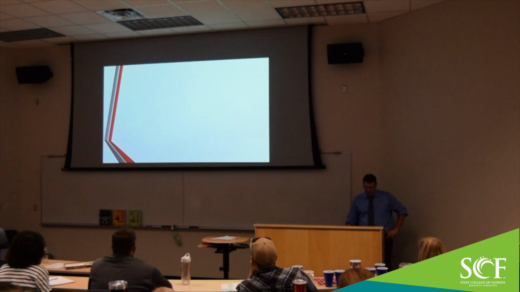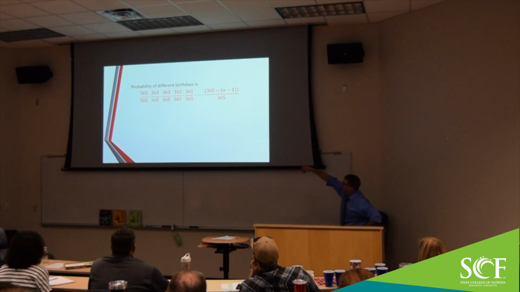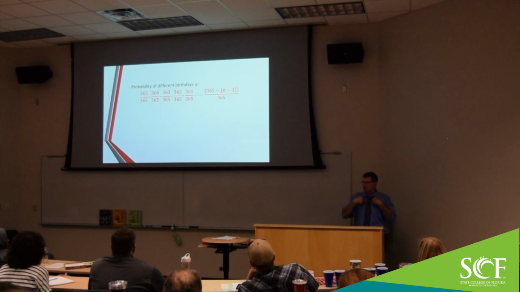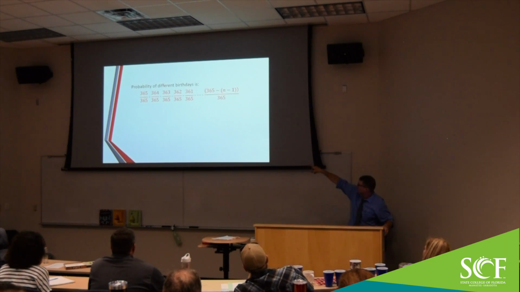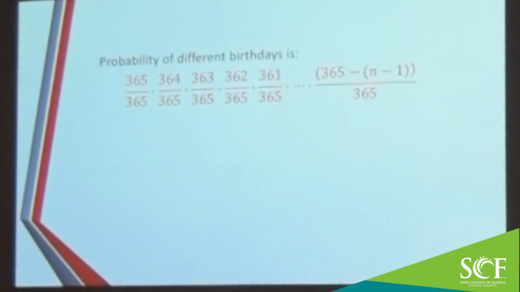Okay? Now, the probability of different birthdays is this. You start off with the first one. If I started with my birthday, I have a 100% chance of matching my own birthday. That's where that first one is. Then after that, you have a 364 out of 365 chance of having a different birthday. And then you go around, you keep multiplying these numbers. I'll save that, but that's what we call a permutation.